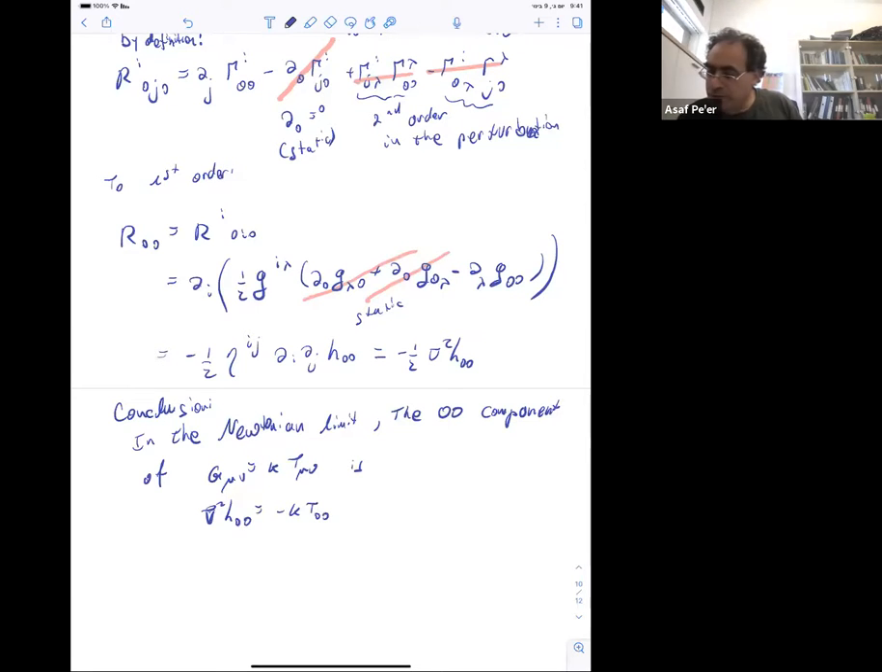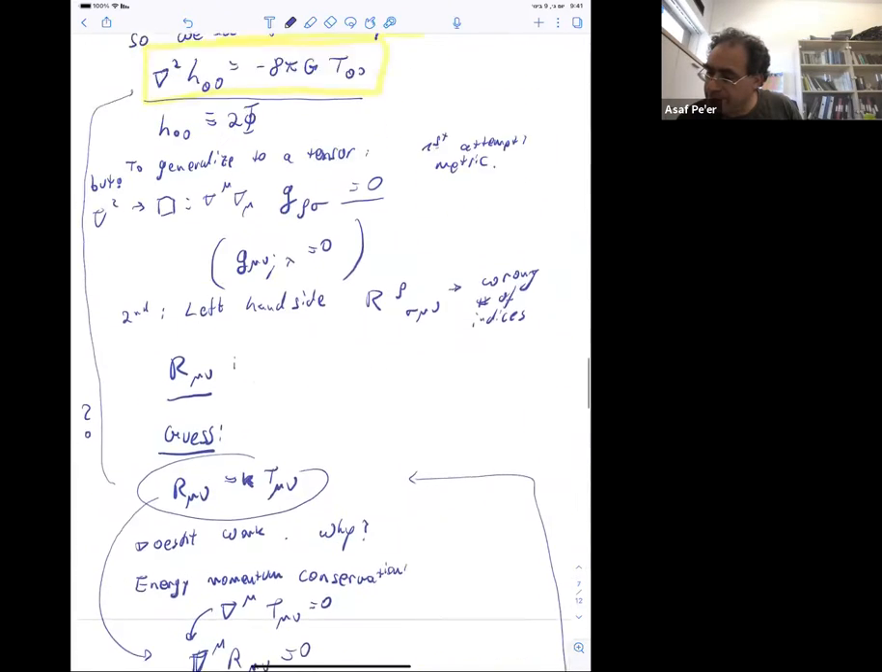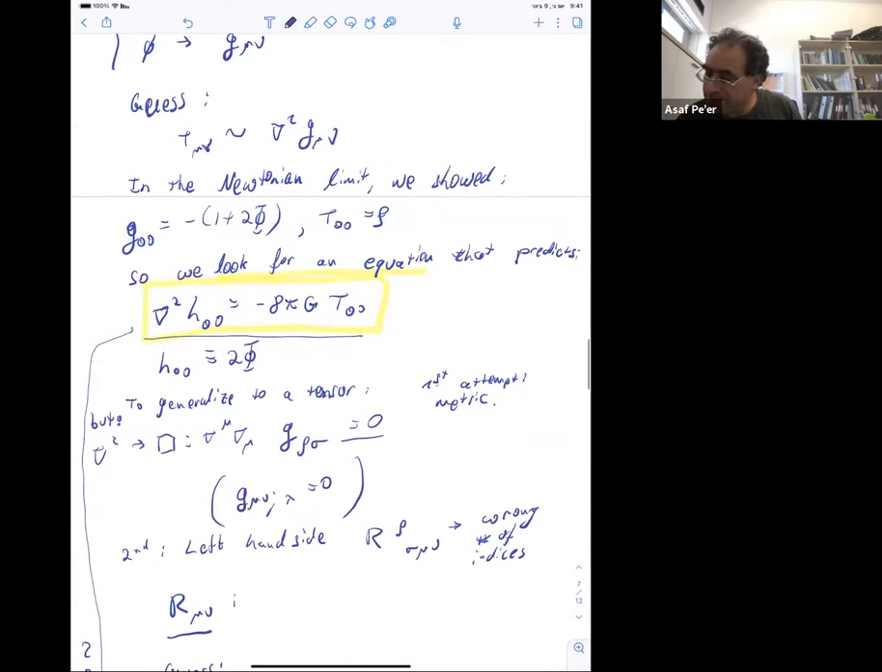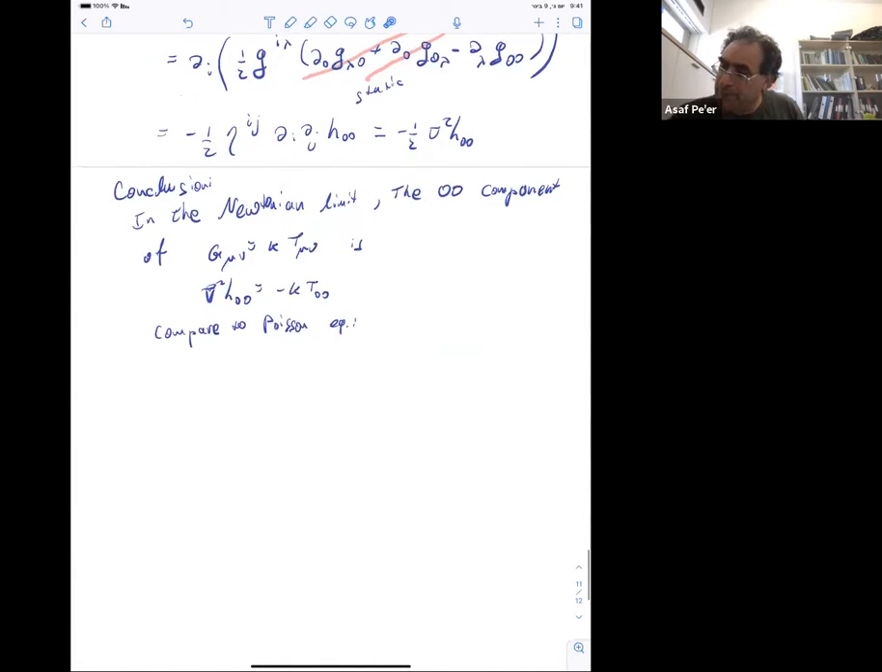But when we compare that to the Poisson equation, which we derived previously, I see that I got the same equation provided I put down κ equal 8πG. And the equations are equal.